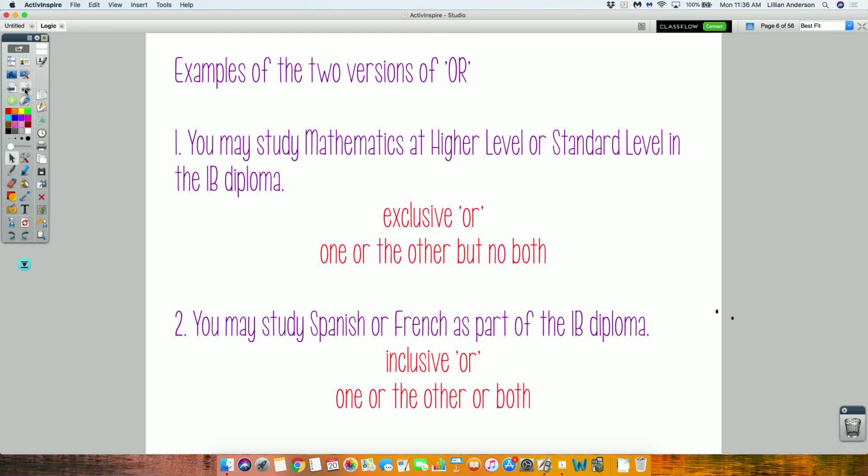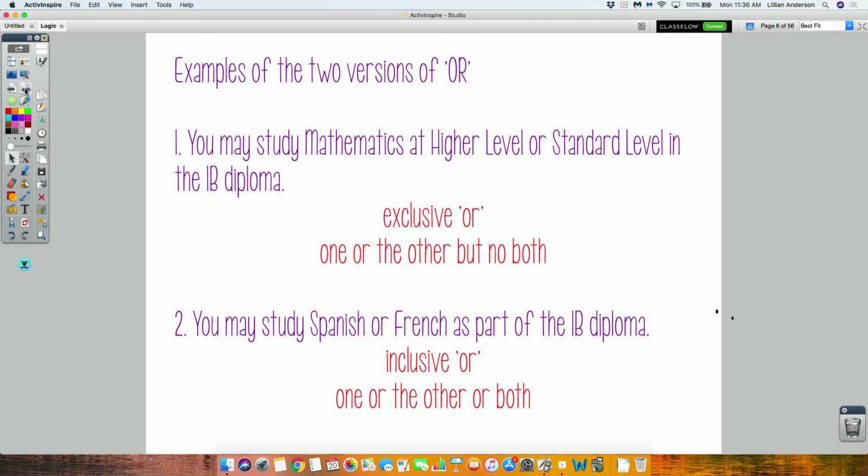Versus the second sentence, it says you may study Spanish or French as a part of the IB diploma program. Granted, we do not have French at this school, but you actually could have done Spanish or French or both. If we had that option, one of them would have been counted as an elective or something like that. Does everybody understand the differences between the 2 ors? Yes. One of them is an exclusive or. Exclusive means it is either one or the other, not both. Inclusive means it could be both.